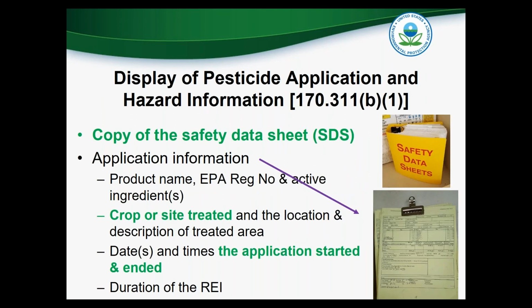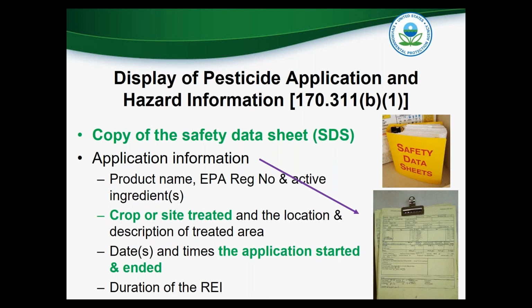Next slide. All right, we mentioned already the safety data sheets. There's a picture there of a folder. There should be an SDS available for every pesticide that's been used. It can, of course, be on a computer as long as all the workers have access to it, and the password and everything, during the daytime normal work hours. And the application information should include the product name, reg number, the active ingredient, crop or site treated, location, description of treated areas, dates and times when the application started and ended, and the duration of the RAI. And the items in green, of course, are some of the new content now of the application records.